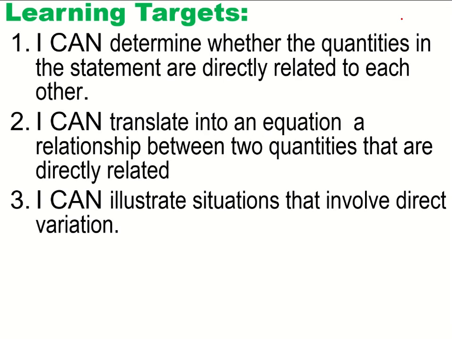Okay, let's go back to the learning targets. Kindly reflect on each. So can you determine whether the quantities in the statement are directly related to each other or not? Of course, yes, because it's already stated in the problem. How about item number 2? I can translate into an equation a relationship between two quantities that are directly related. I hope you will say yes. Then I can illustrate situations involving direct variation.